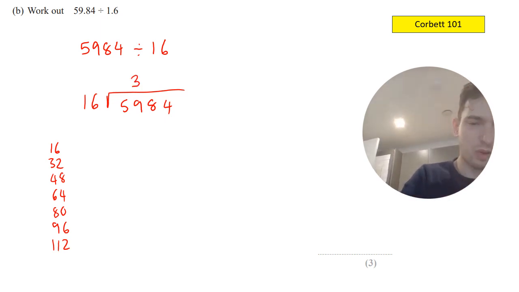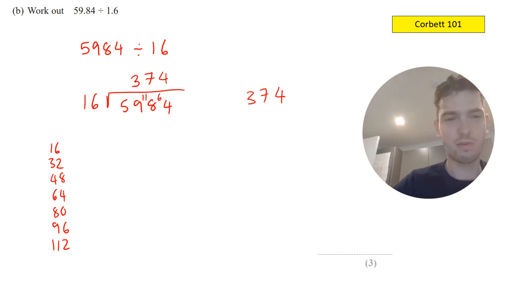Remains at 11. So I'll put that 11 here. 16 into 118 goes 1, 2, 3, 4, 5, 6, 7 times. Remains a 6. And then 16 into 64 goes nicely 4 times. So we can write out that answer, 374, but we need to find out what we do with the decimal point now. So what do I do here?